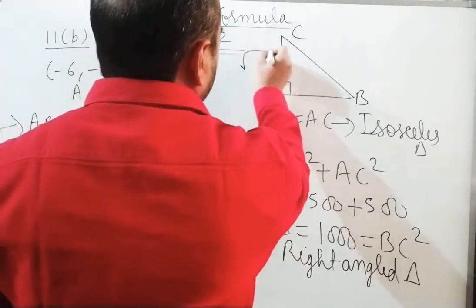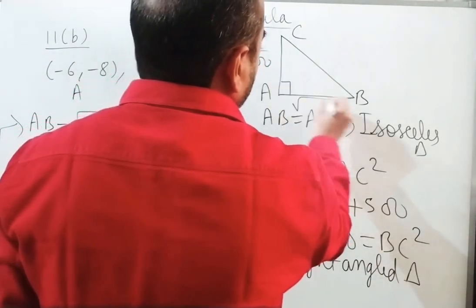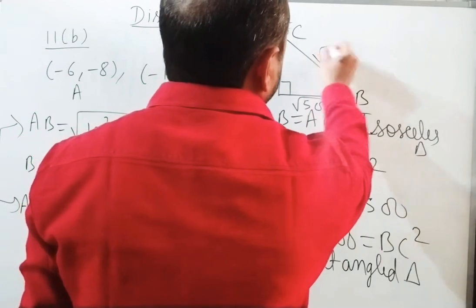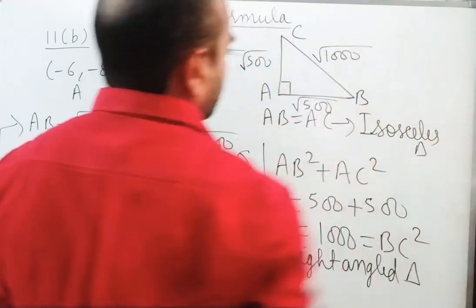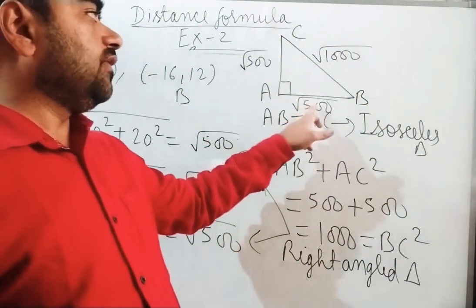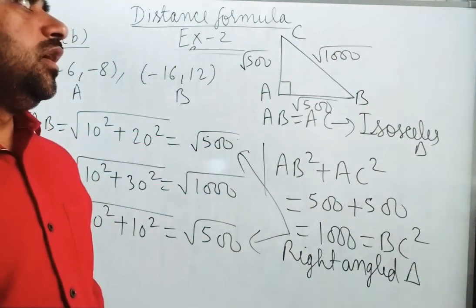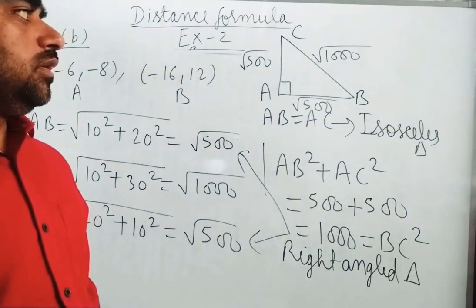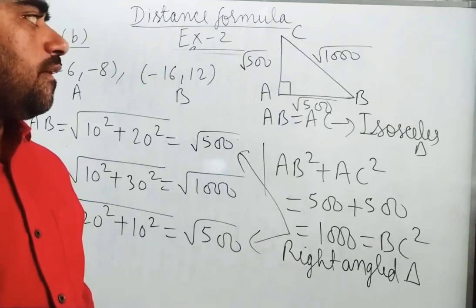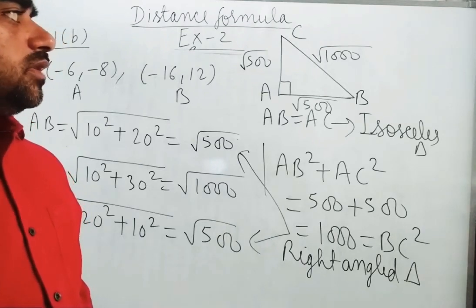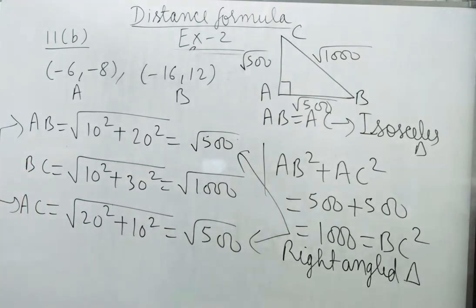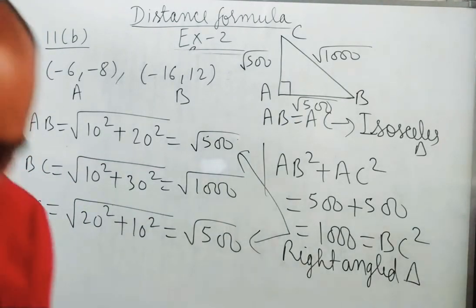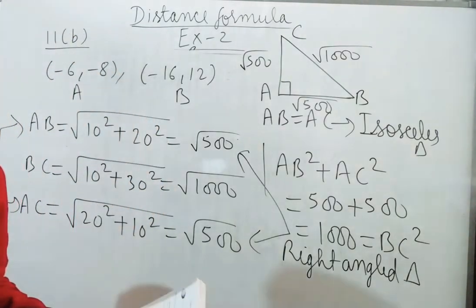This is root 500, and this is root 1000. That is 5 root 10, 5 root 10, and this is 10 root 10, correct? This is 10 root 10. So we have proved that these are the vertices of an isosceles right angled triangle.